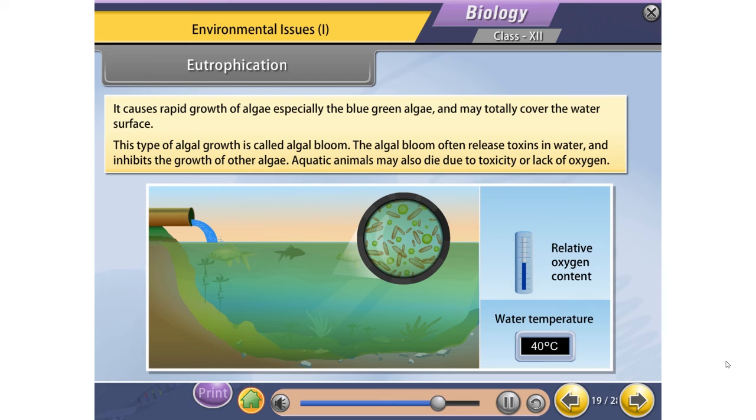The algal bloom often releases toxins in water and inhibits the growth of other algae. Aquatic animals may also die due to toxicity or lack of oxygen.